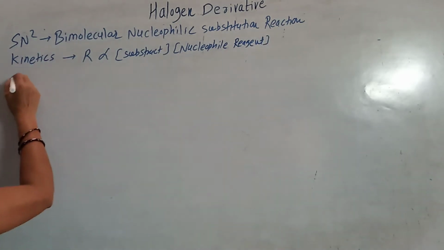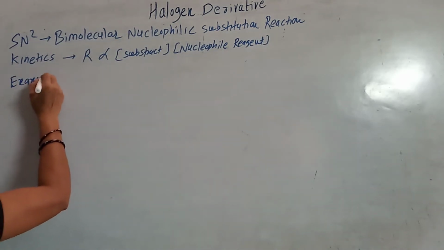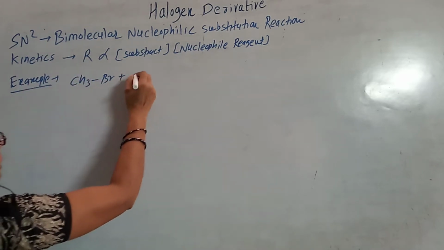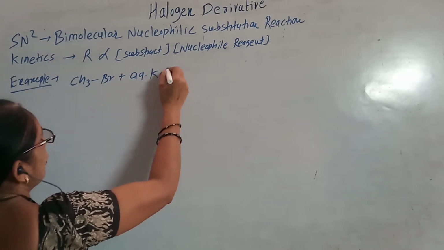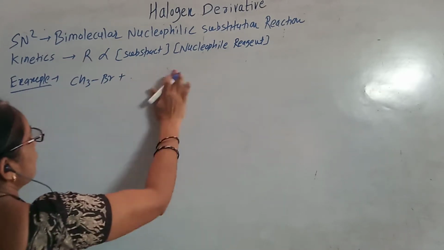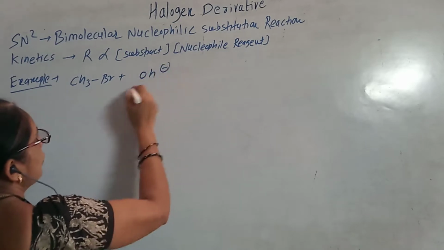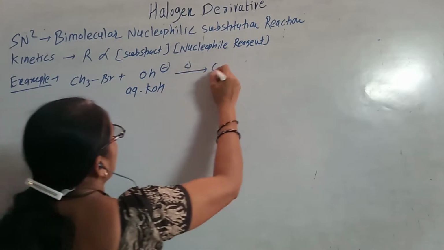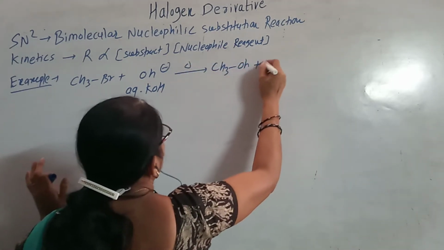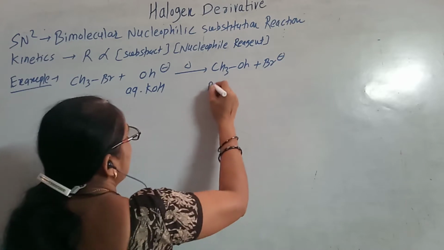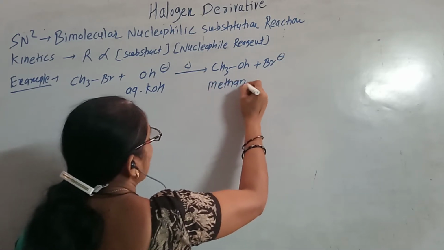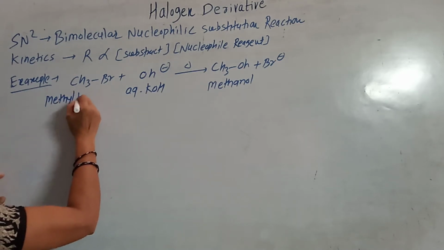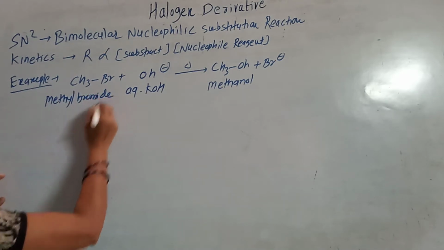So first we consider the example. An example of the SN2 reaction is methyl bromide reacted with aqueous KOH or NaOH. From aqueous KOH and NaOH, the OH minus is the nucleophile I can use here. From aqueous KOH or NaOH, you get methyl alcohol plus Br minus. So here you get methyl alcohol, or methanol, from methyl bromide. So this is an example of the SN2 mechanism.